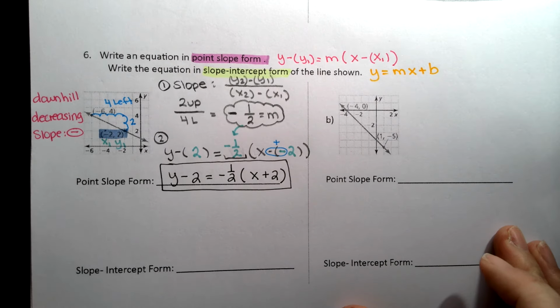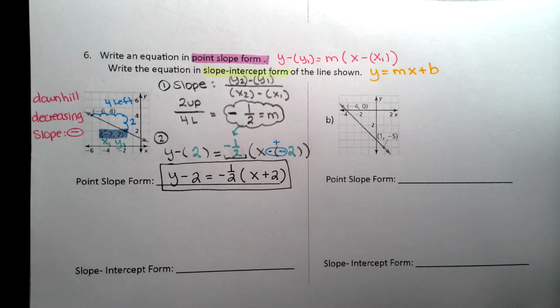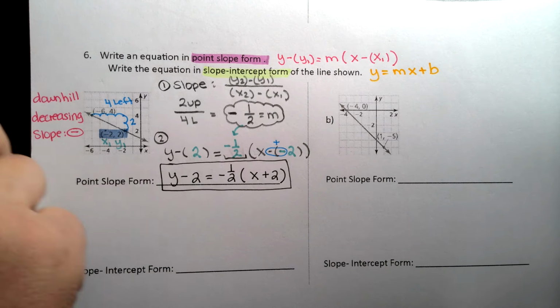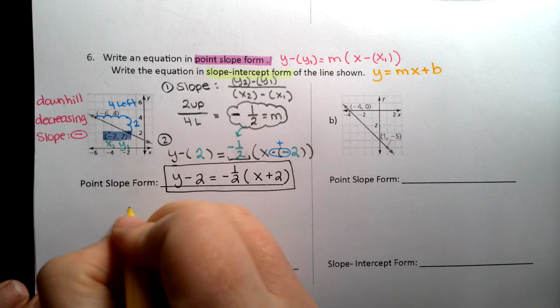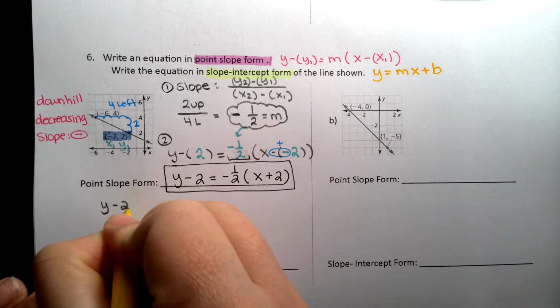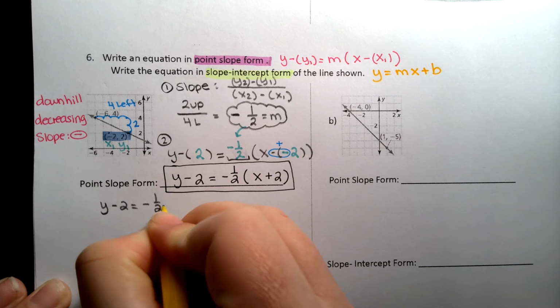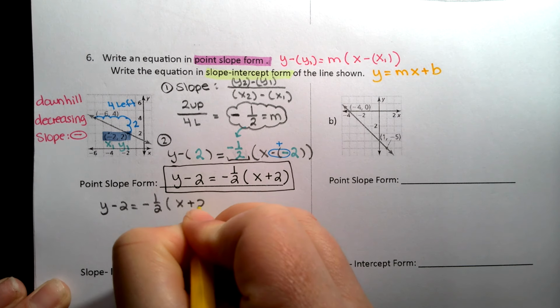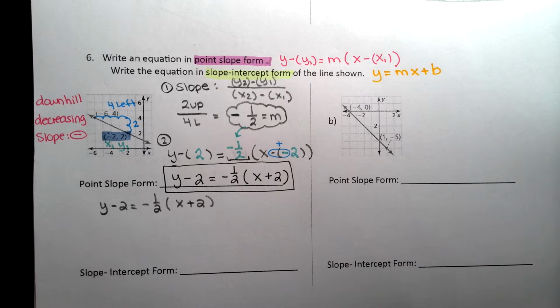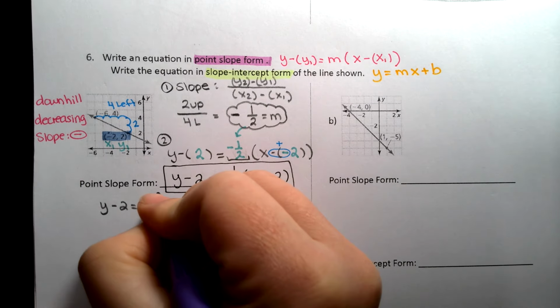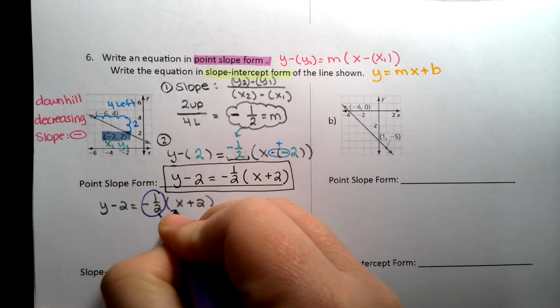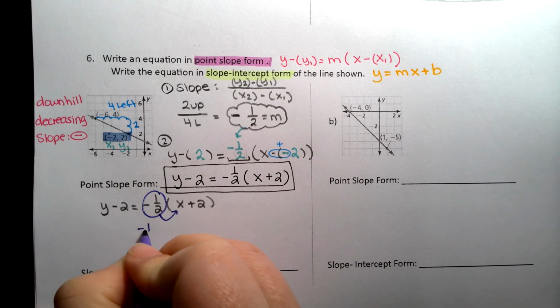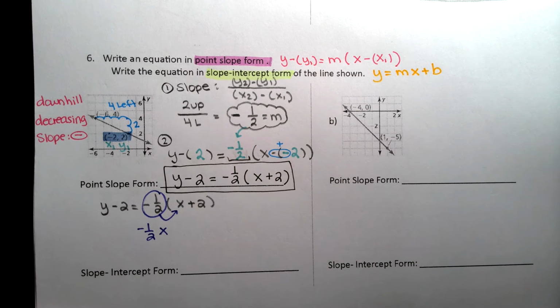Now we're going to move on from our point slope form into our slope-intercept form. So we're going to pick up that y minus 2 is equal to -1/2, open, x plus 2. And yes, you're going to need to distribute that -1/2. So when you have -1/2 next to x, you just write it next to each other. Make sure that x is in the middle.